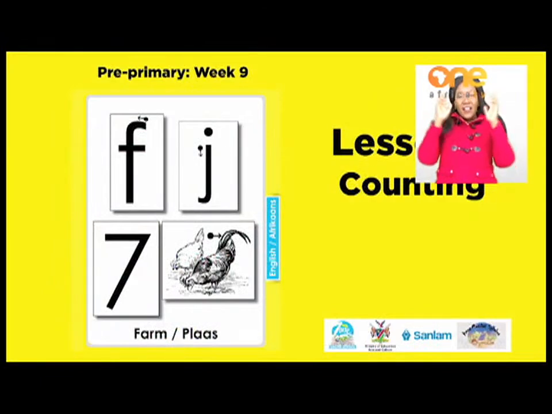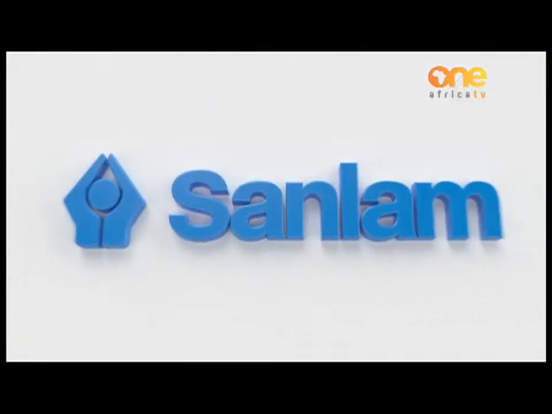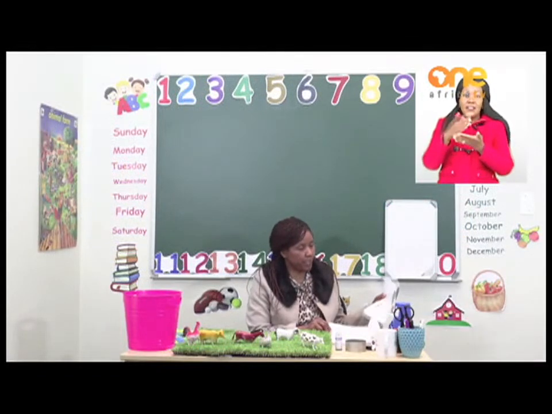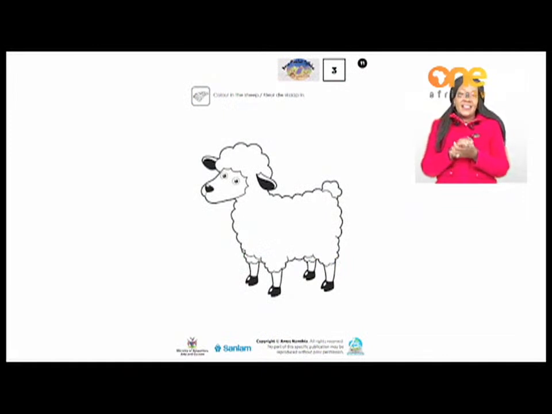Today's lesson is counting. Now let's turn to page 11. On page 11, what do we see? There is a lamb. Where do we find a lamb? We find it on the farm. It says color in the sheep. There is the mother sheep in the picture.